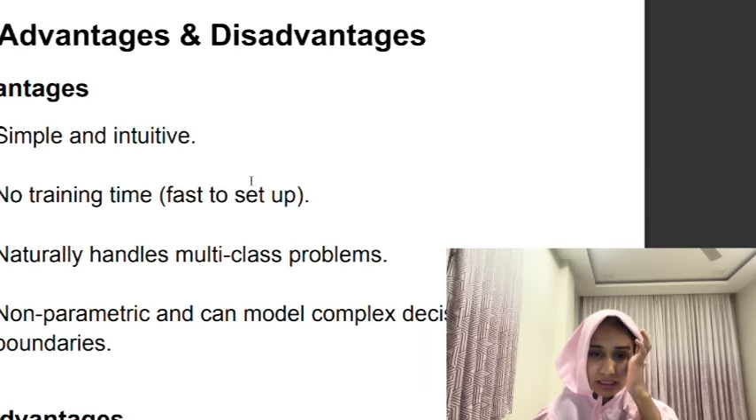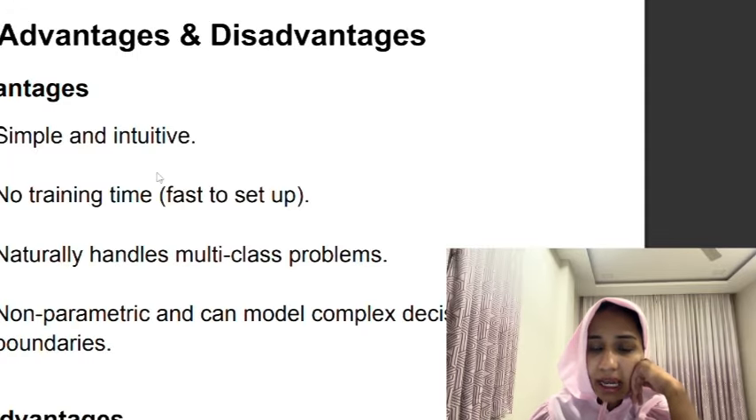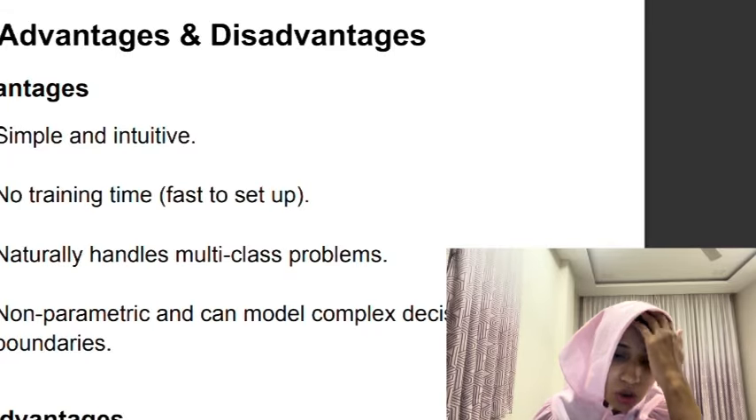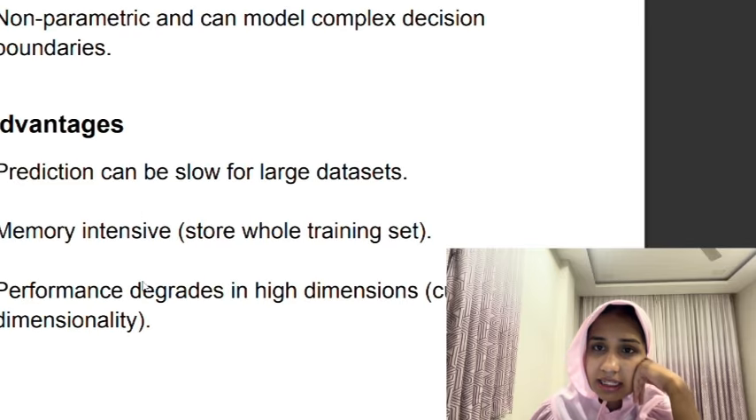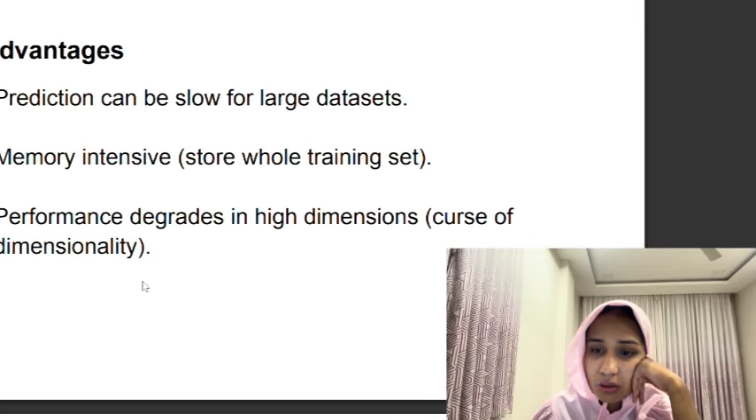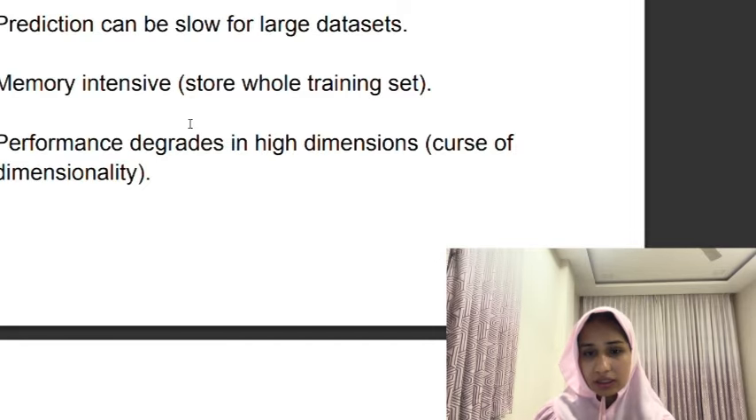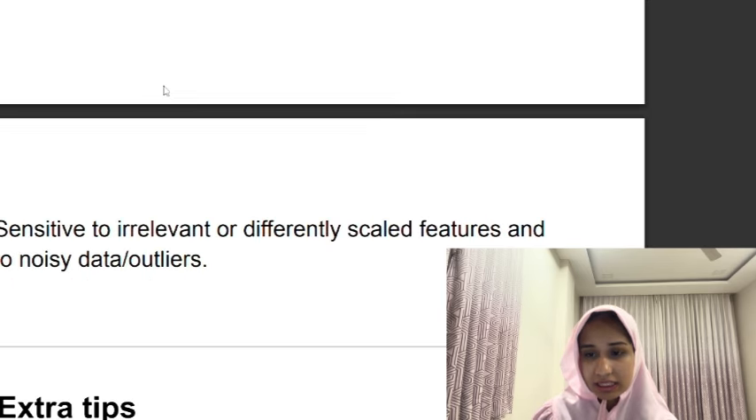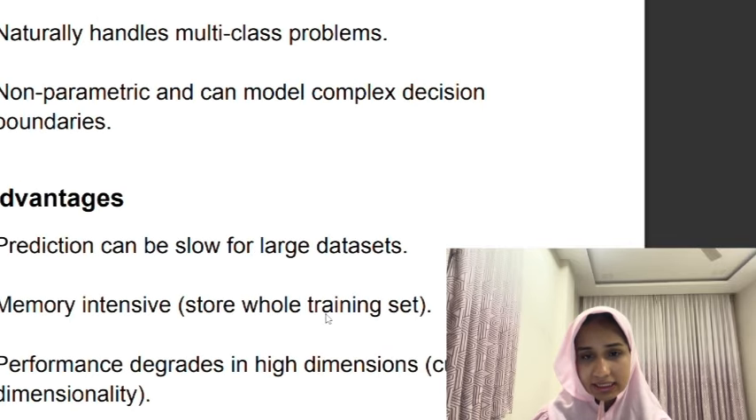Advantages and disadvantages. Advantages: it is very simple and intuitive, has no training time, is fast to set up, naturally handles multi-class problems, is non-parametric, and can model complex decision boundaries. Disadvantages: prediction can be slow for larger data sets, it is memory intensive, performance degrades in high dimensions, and it is sensitive to irrelevant or differently scaled features and to noisy data and outliers. So these are the advantages and disadvantages.